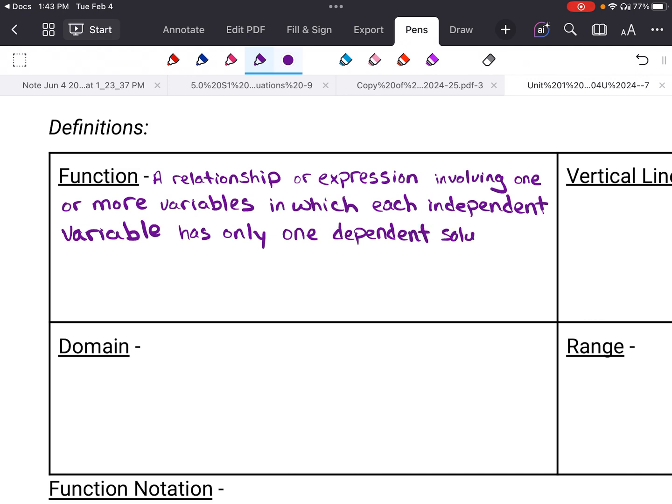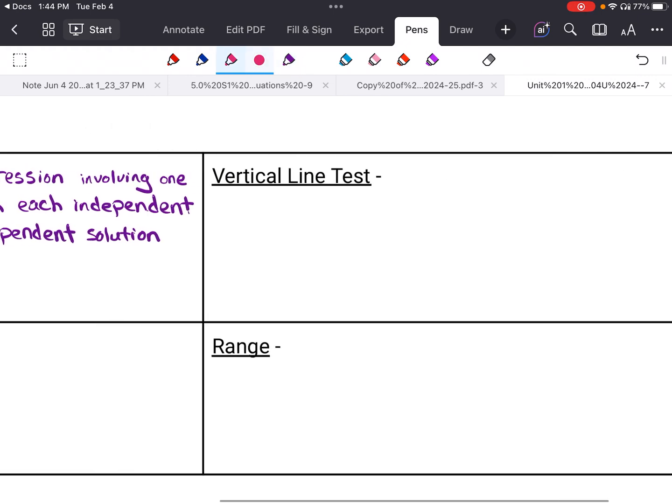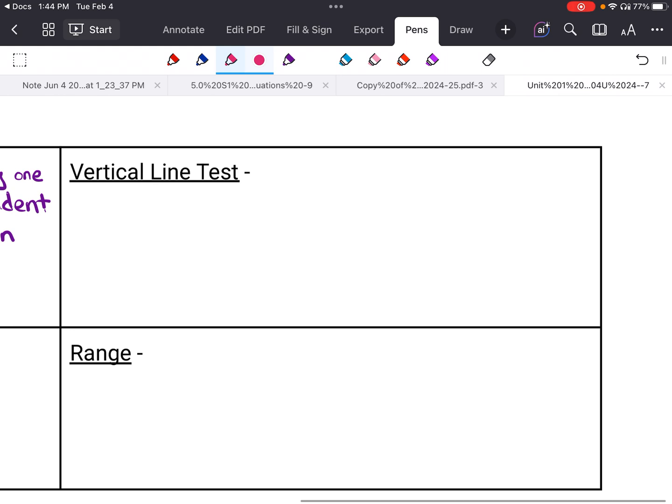Okay, so each x value can only have one y value answer. Okay, the vertical line test.